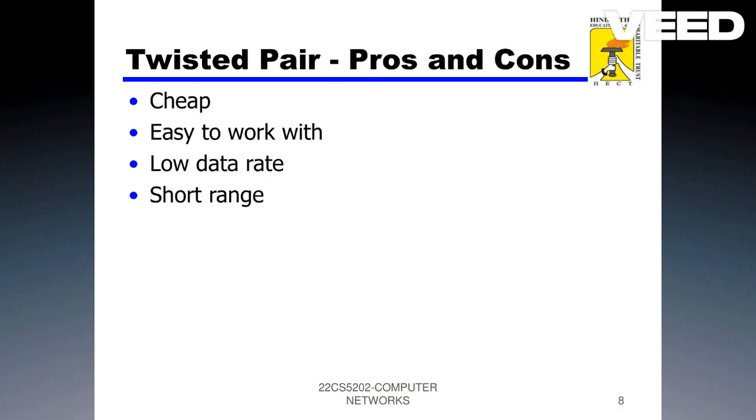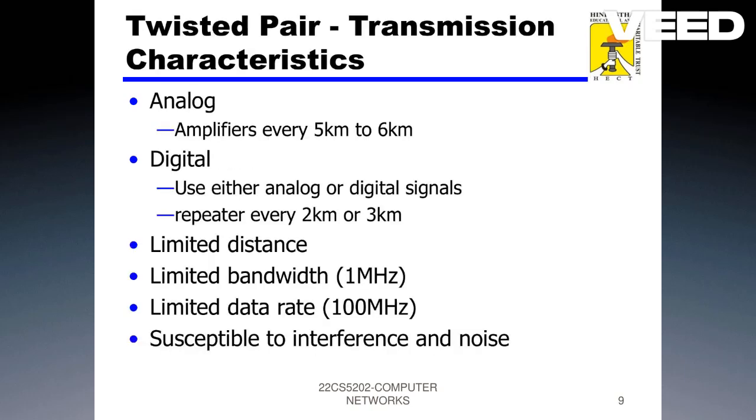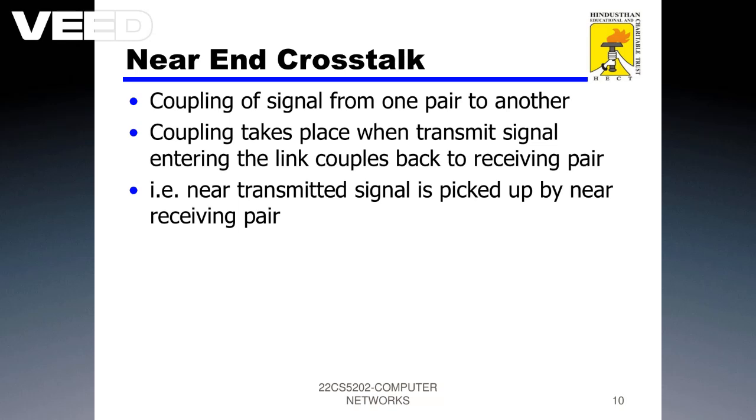The main advantages of twisted pair are that it is very cheap and easy to work with, though it has a low data rate and short range. The main characteristics are analog transmission while also supporting digital transmission, limited distance, limited bandwidth, and limited data rate. Near-end crosstalk in twisted pair cable is the coupling of signals from one pair to another pair, which takes place when the transmitted signal entering the link couples back to the receiving pair.